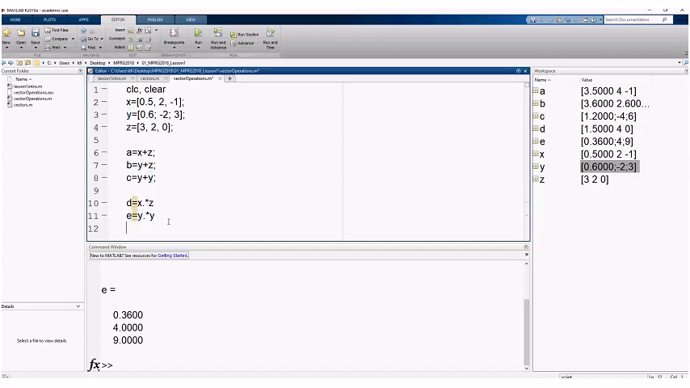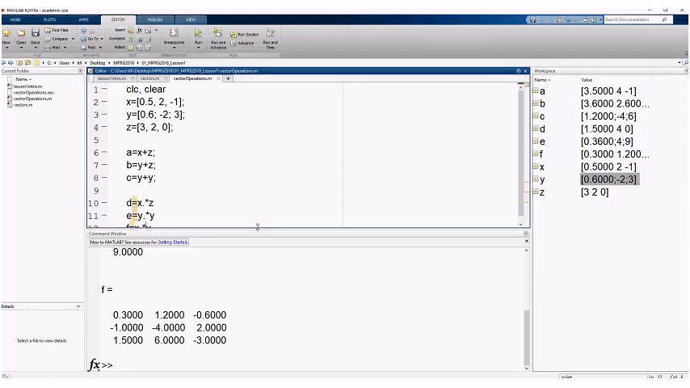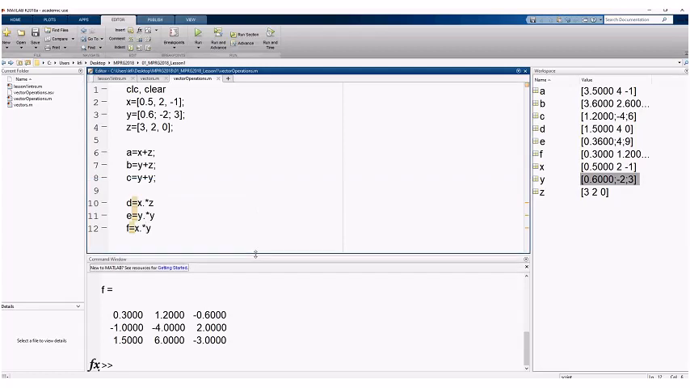Let's see what happens if we multiply, let's call it f, if we multiply a row vector by a column vector. We get a matrix. We can see that we got a matrix. And this multiplication is a bit hard to explain fast, so let us leave this out for now and only multiply row vectors by row vectors and column vectors by column vectors.